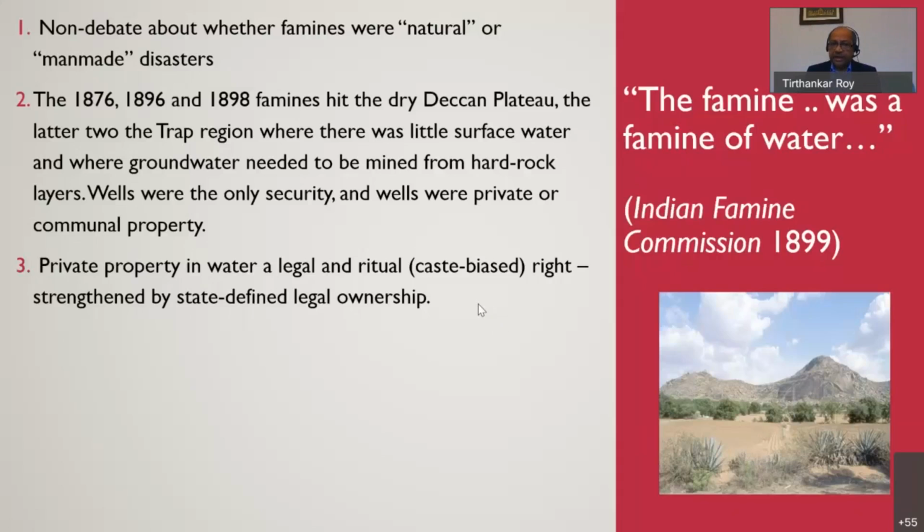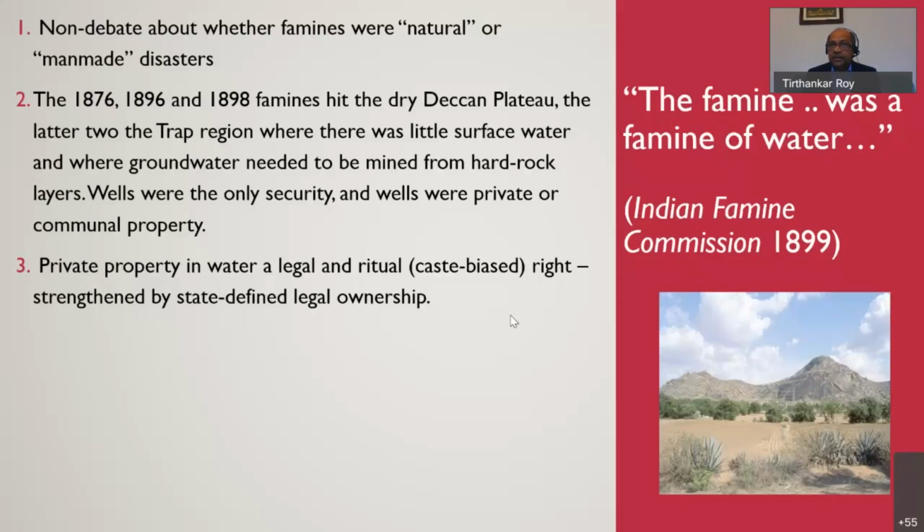Private property was strengthened by state-defined legal ownership rights during the colonial times. So these two types of things, one is a caste-based, ritual right. There's a lot written about what is a right to common property, or a right to anything, any property. And people who study the nature of rights would often understand rights as many-sided. Some rights are legally sanctioned, but many rights are not.